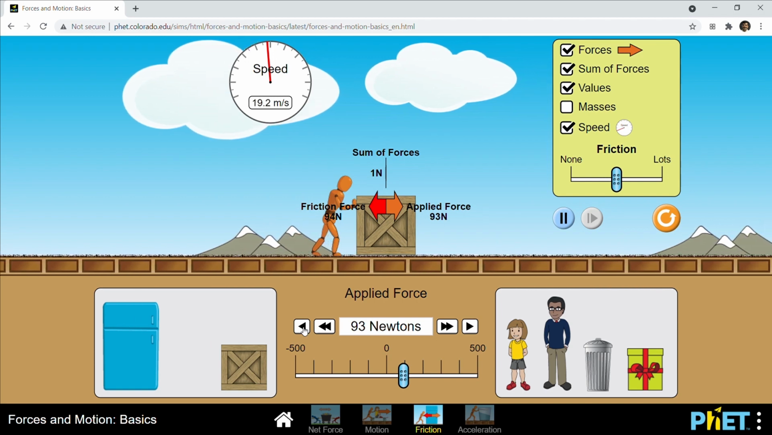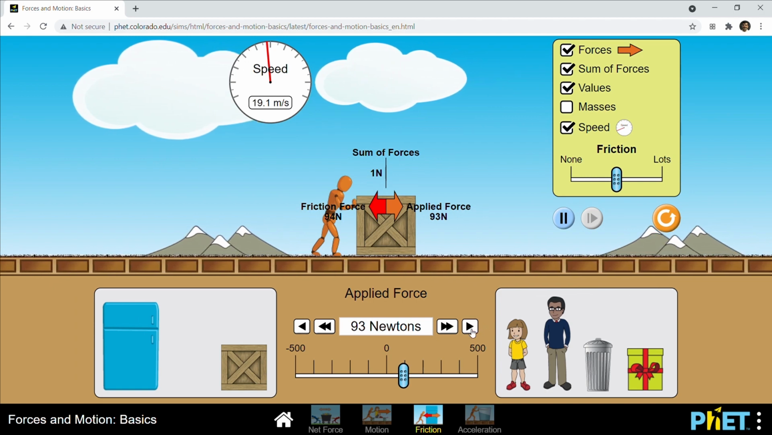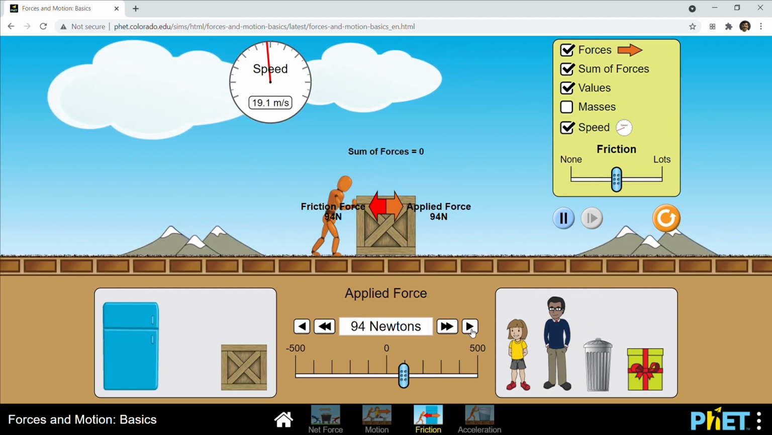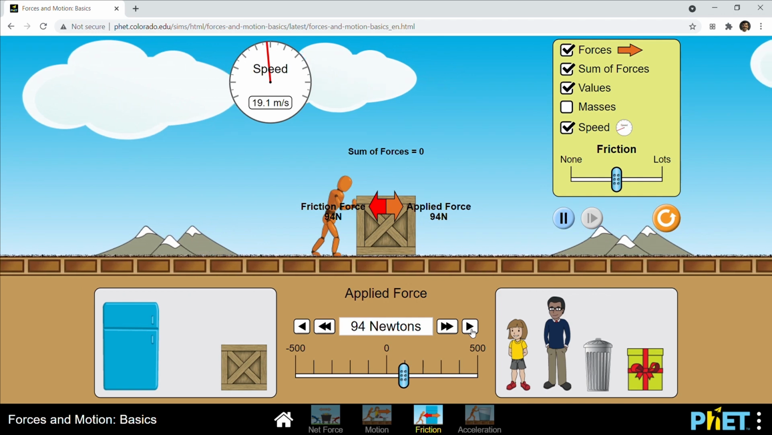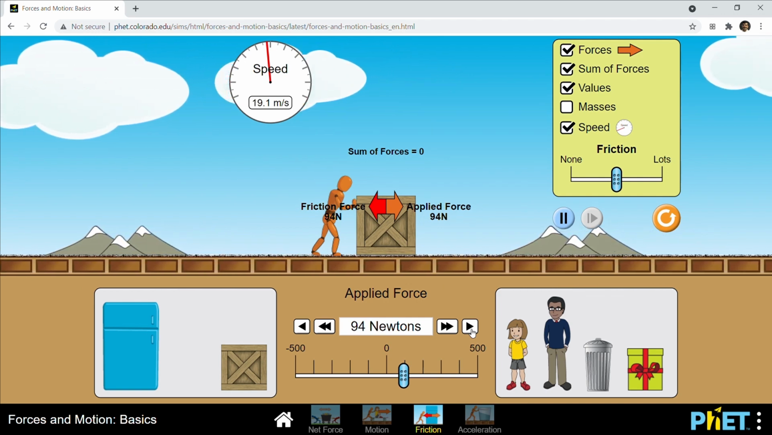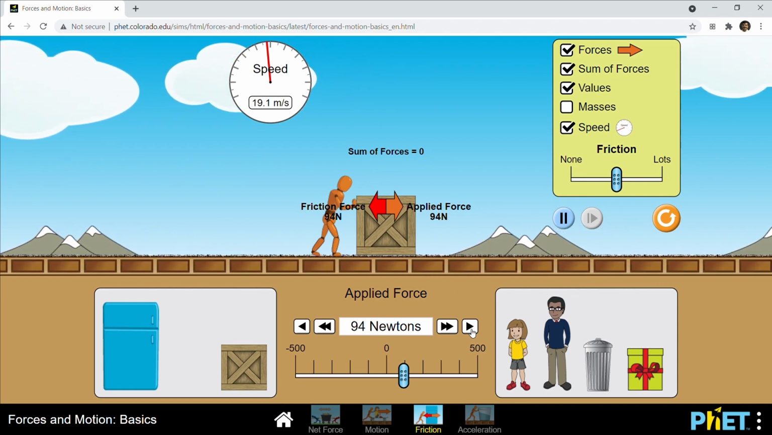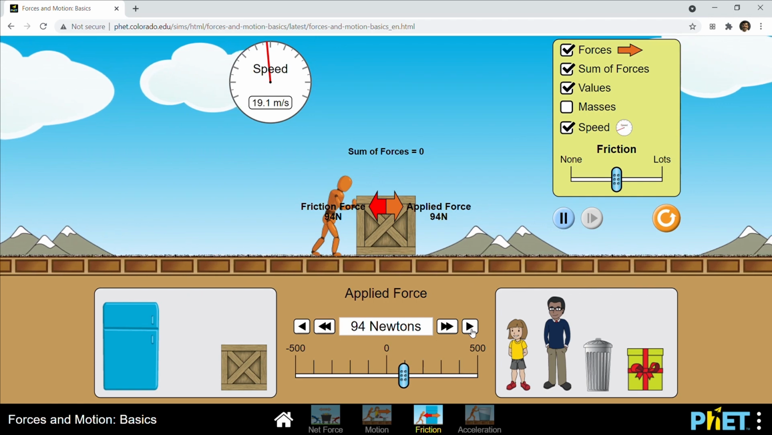Okay, so you see that even that 1 newton of unbalanced force means that the box is no longer moving at constant speed. If I want the box to move at constant speed, then the forces have to exactly balance. So I've increased my force back up to 94, and now that speed will be rock steady because the forces are now balanced, which means that the box is in dynamic, meaning moving, equilibrium.